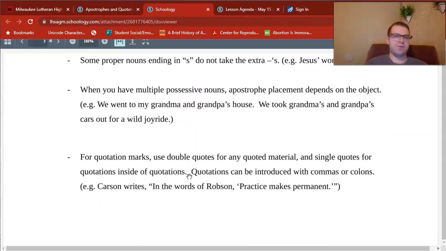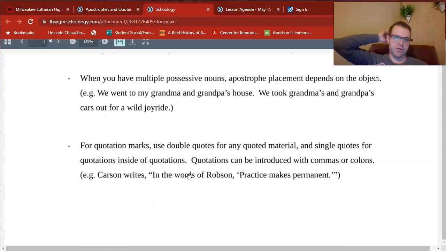The hardest thing we talked about with possessive nouns is what you do when you have multiple possessive nouns. It really depends on the object. So if the multiple possessive nouns possess the same object, like grandma and grandpa's house, one house that they own together, then it's just one apostrophe S, just after the last noun. We went to my grandma and grandpa's house. Again, one house that my grandma and grandpa jointly own would be one apostrophe S.